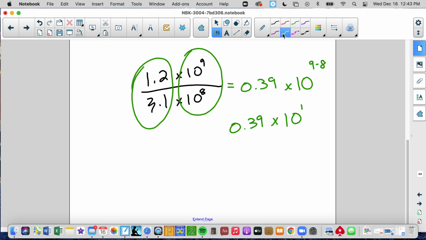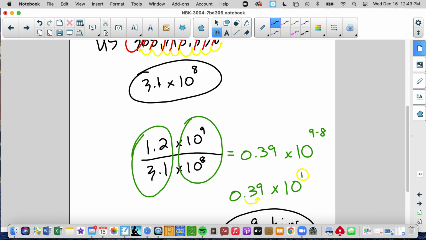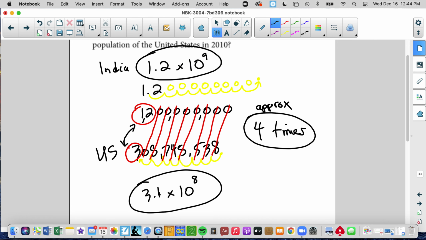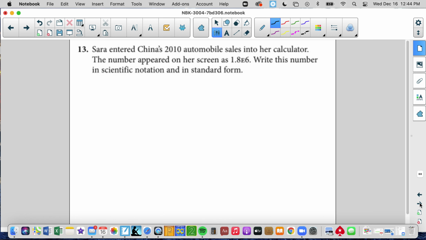If we want to convert that to a standard number, we're going to take that decimal point and move it 1 place, and we get 3.9 times greater. So if you want to get a little more specific, it's 3.9, but you'd say approximately 4 times. India is 4 times greater than the United States. A lot of work on that one. Lots of different ways to tackle that, but food for thought.